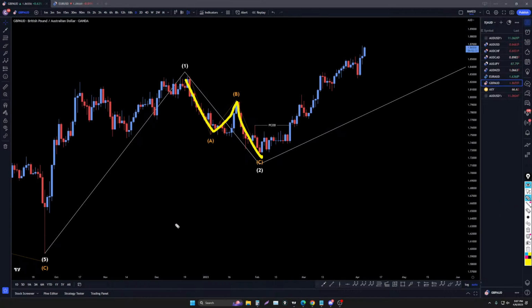1, 2, 3 waves down. Break of structure, change of direction. Higher low, higher low, higher low. Pretty much the definition of a trend. If it goes down, makes another higher low, that's going to be another beautiful entry to go long.